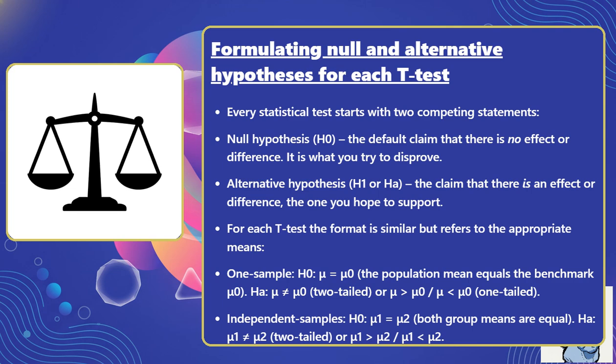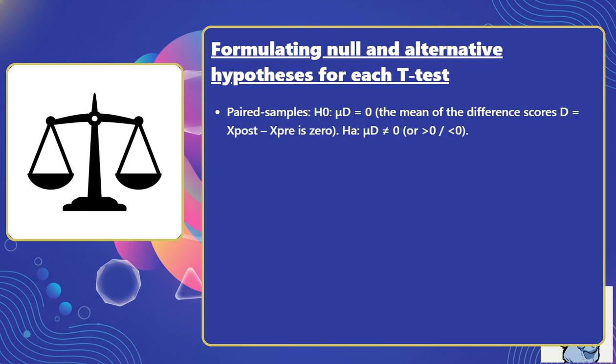Independent samples. Null hypothesis mu1 equals mu2, both group means are equal. Alternative hypothesis mu1 not equal to mu2, two-tailed, or mu1 greater than mu2 or mu1 less than mu2. Paired samples. Null hypothesis mu d equals 0, the mean of the difference scores d, where d equals x post minus x pre, is 0. Alternative hypothesis mu d not equal to 0 or greater than 0 or less than 0.